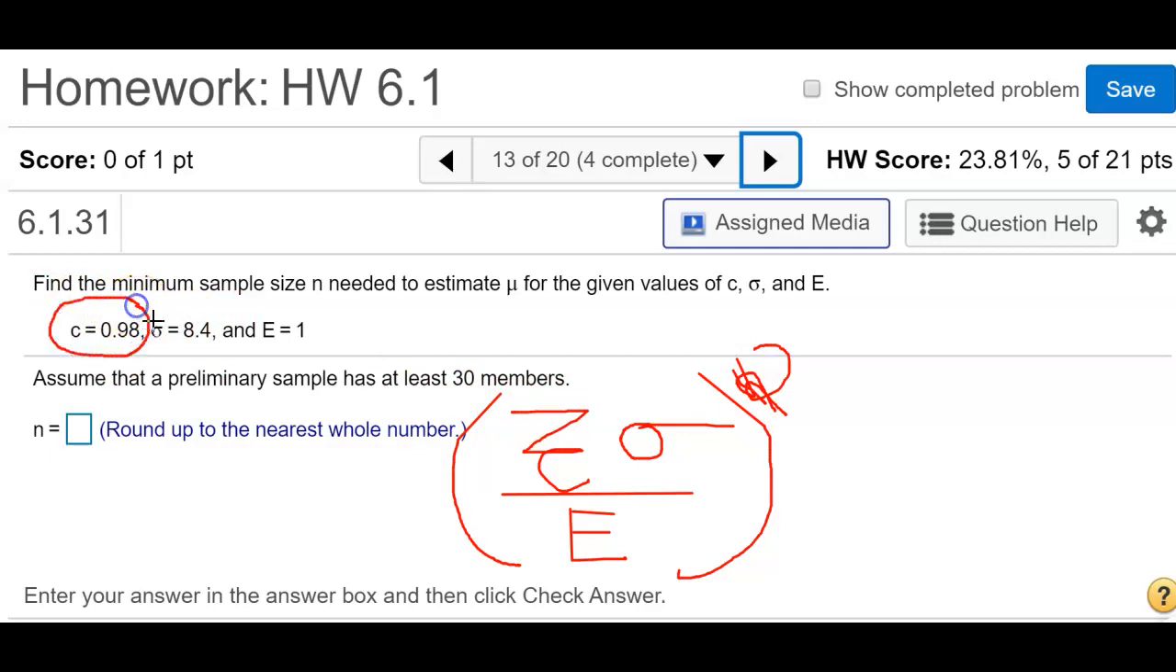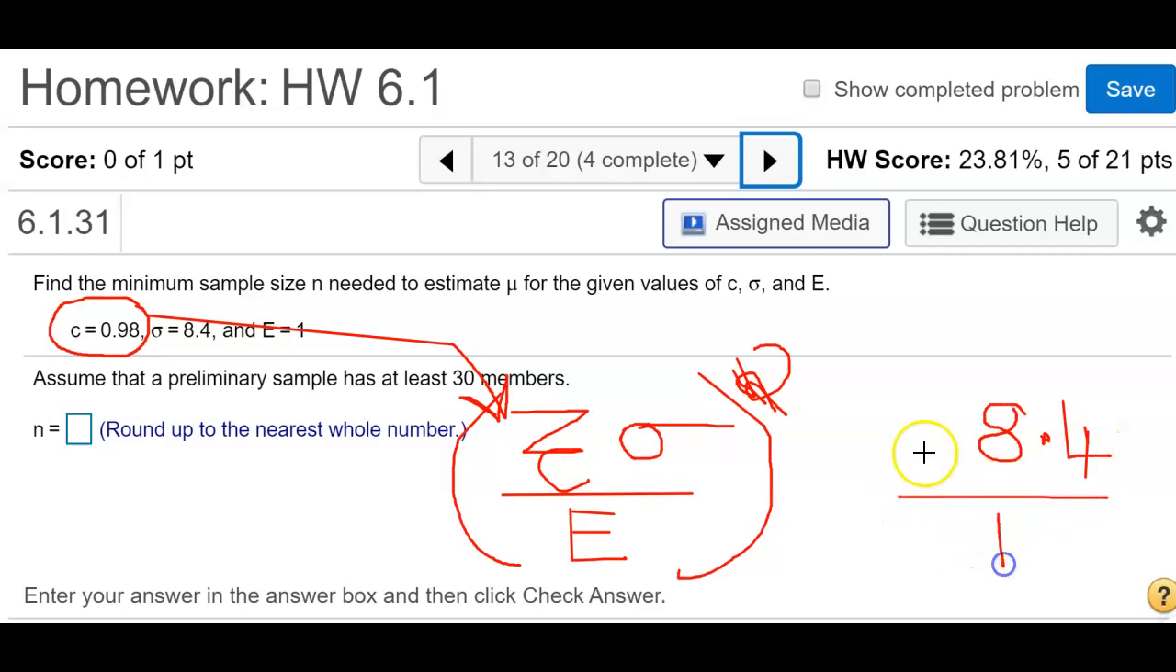How do I find ZC? I'm going to come back to that in the end, but I'm going to go ahead and plug in my standard deviation. My standard deviation is 8.4, and my error is 1. And remember, I have to find my ZC, so I'm going to wait to find my ZC.